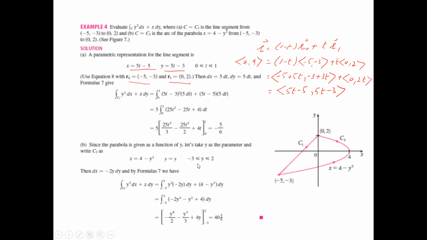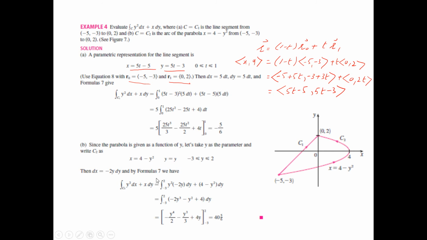So y lies between minus 3 and 2, because we are starting from minus 3 and ending at 2. The rest you know how to do: just plug in the values and you have the answer. Now keep in mind, dx will be replaced by the derivative of this times dt, so 5 dt. And dy is also 5 dt.